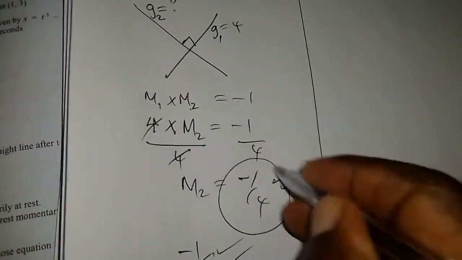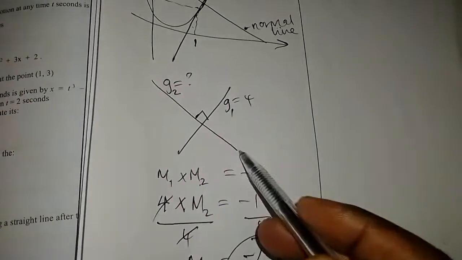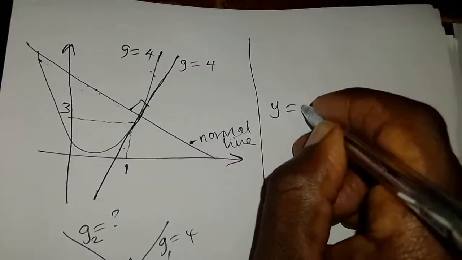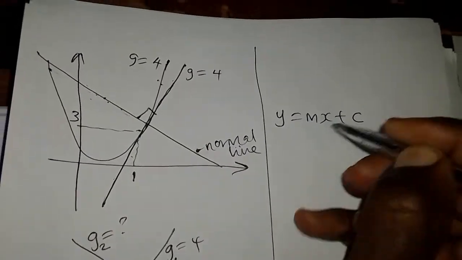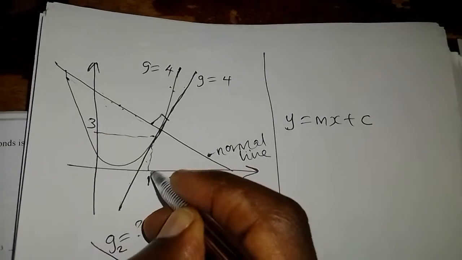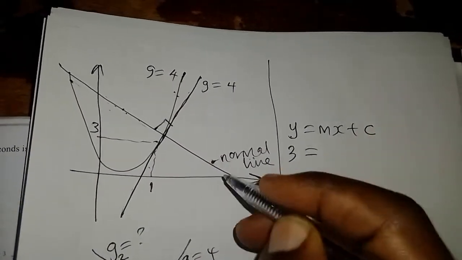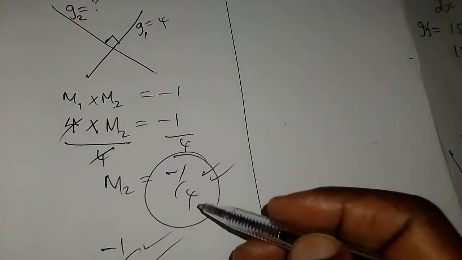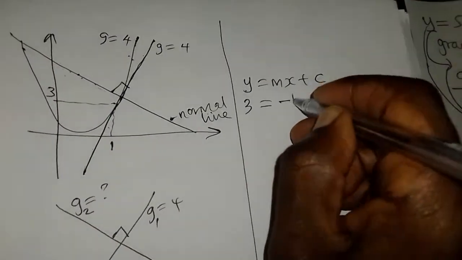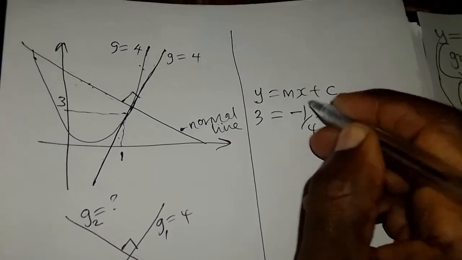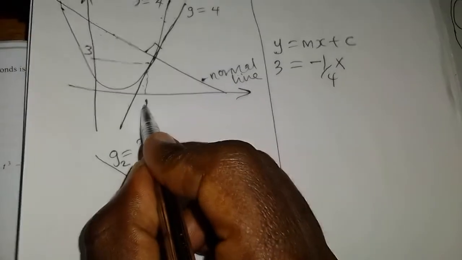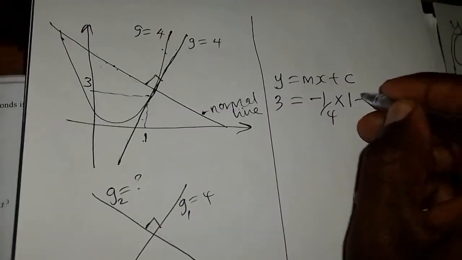Now, if I've gotten the gradient as negative 1 over 4, the equation of this normal must be in the form y is equal to mx plus c. What is our y? We are saying at the same point, that means y is 3. Then m, the gradient, is negative 1 over 4. So negative 1 over 4, then times x. Our x is 1. So we shall say 1, then plus c.